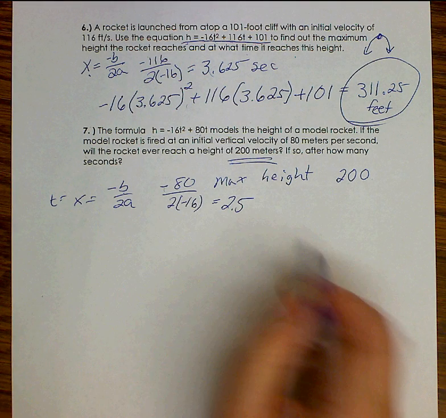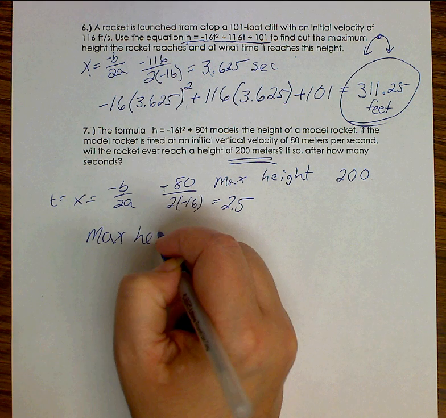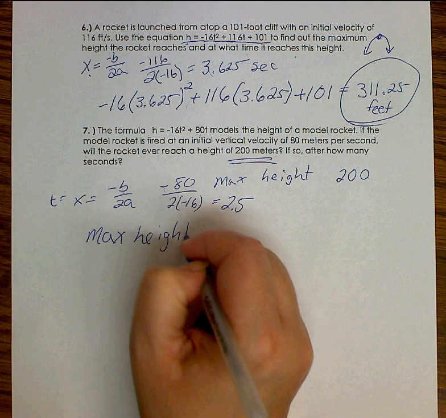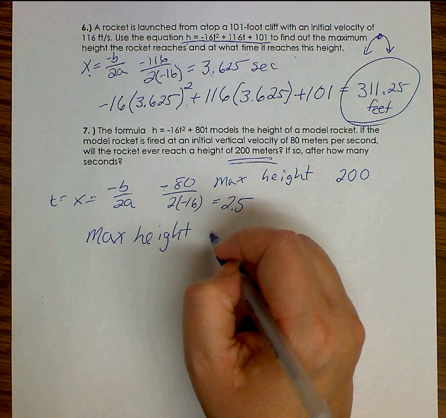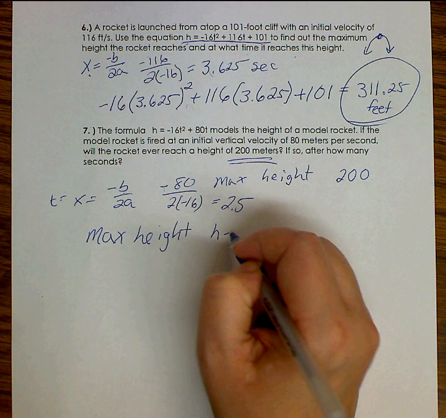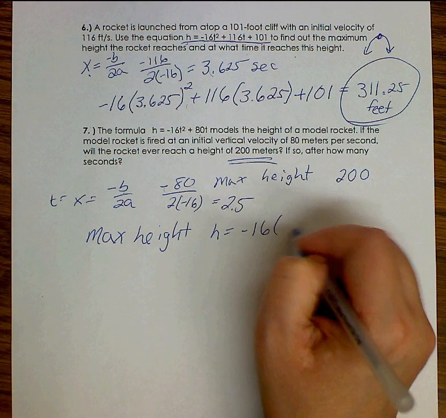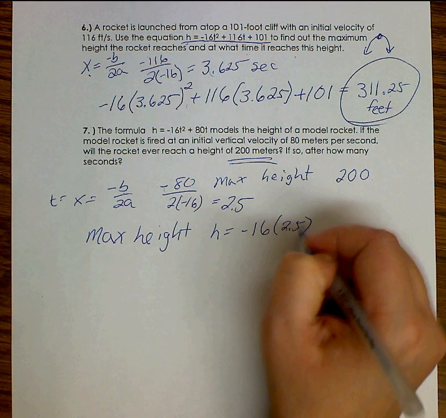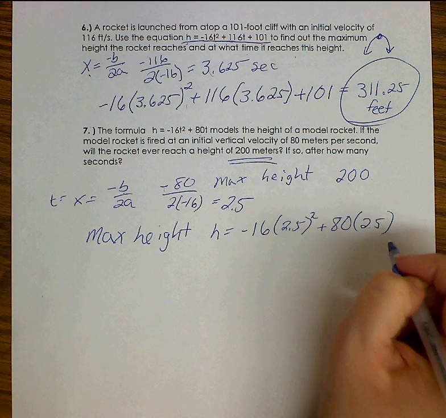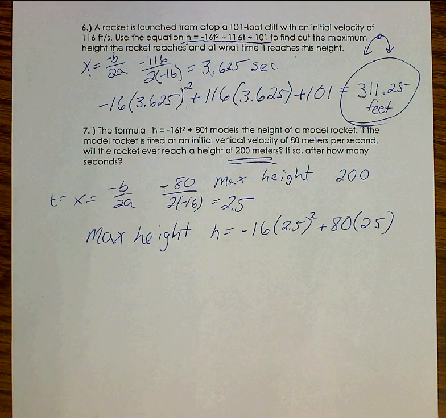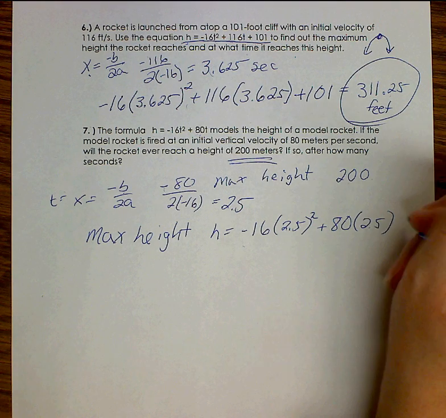So now I find the maximum height by plugging this into the equation. Putting this in for the t, so 2.5 squared, putting this into my calculator, plus 80 times 2.5. So when you throw this all into your calculator, you get 100.